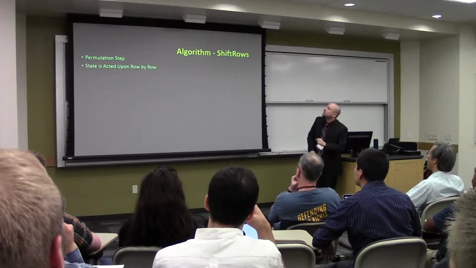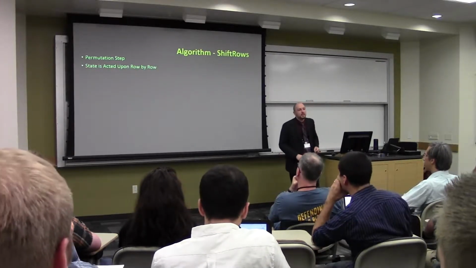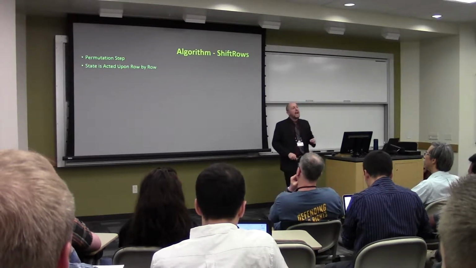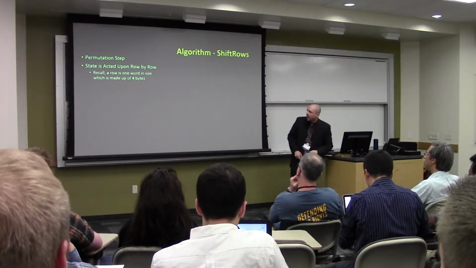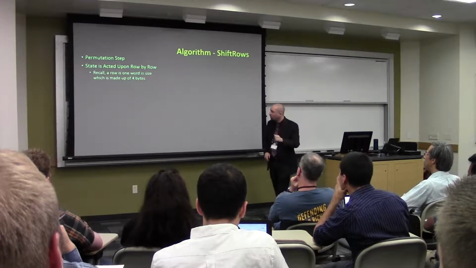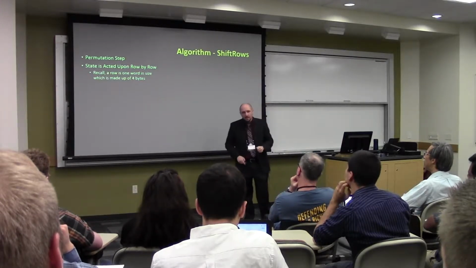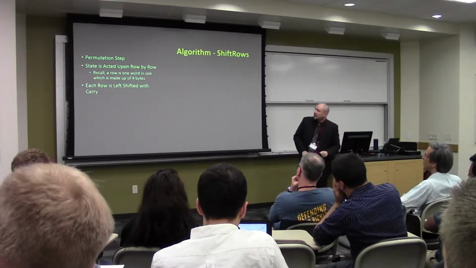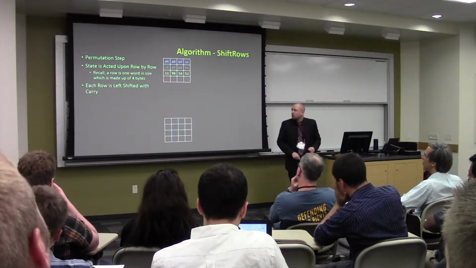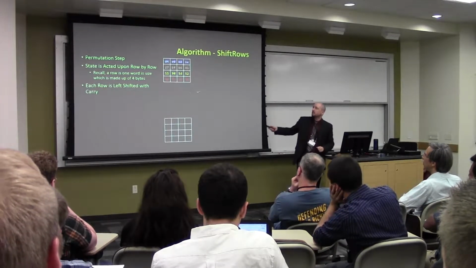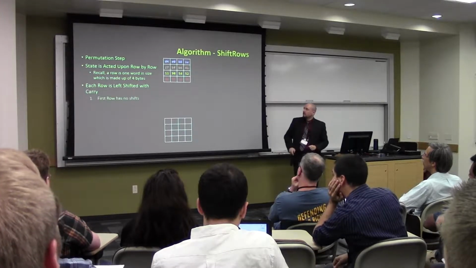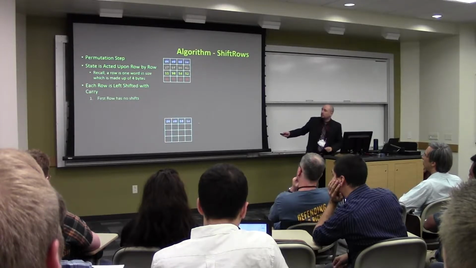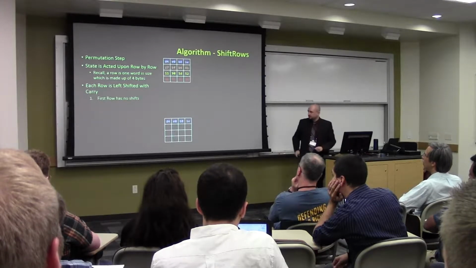Okay, let's talk about the shift rows. This is the permutation step. Just like how we swapped the ordering of 2 bytes, here we're going to act upon the state in a row-by-row fashion. We want to recall that a row is one word in size, which is made up of 4 bytes. Each row is left shifted here with carry. So here we have an example of the state. This first row has no shifts. The first row just gets carried over to our new version of the state.